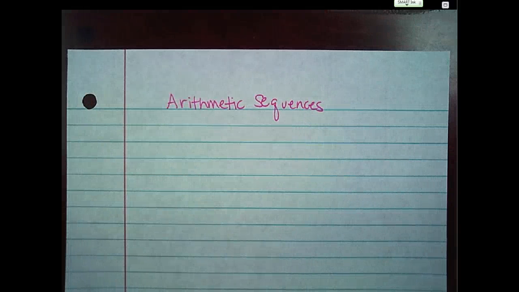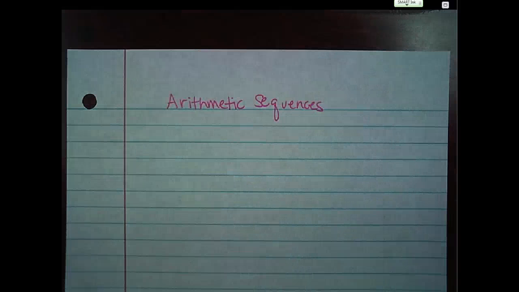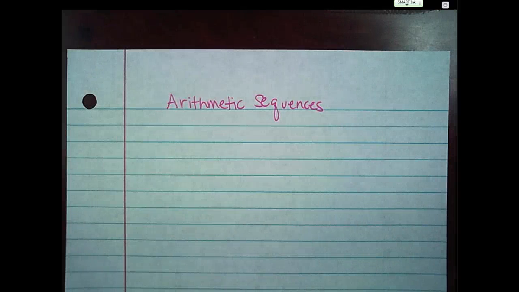And an arithmetic sequence is designed with a pattern, okay? And when you get from one number to another by adding or subtracting, it's considered arithmetic. When you get from one number to another number by multiplying, it's considered geometric. So today we're only going to talk about arithmetic.